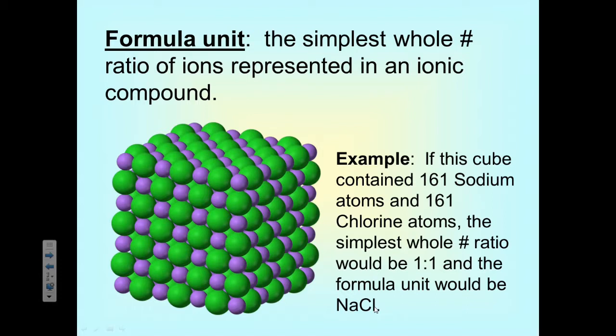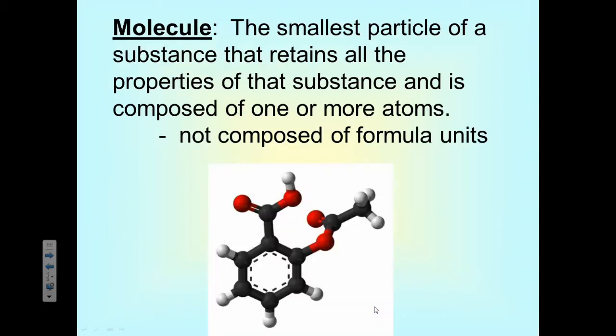Another example that I had in the notes was, what if you had 10 magnesiums and 20 chlorines? Well, that would be a 1 to 2 ratio, and the formula unit would be MgCl2. When you're talking about covalent things, you don't talk about formula units, because they're not ionic, they're different. So the smallest particle of a substance in that situation is called a molecule.